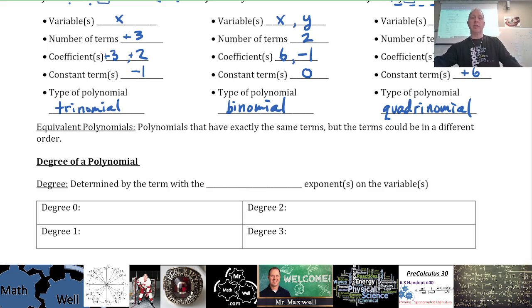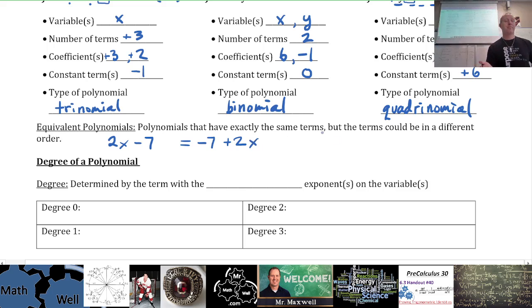So let's just do an example here. If I had 2x minus 7, that's actually the same as negative 7 plus 2x. Those are exactly the same. What's important to note, and I think I might mention this later in the lesson, is that the signs attached to each term have to go with the term if you move them around. So you see how the minus sign became the negative part of the negative 7? And this 2x is positive, so that becomes a plus 2x. So the signs kind of have to stay.